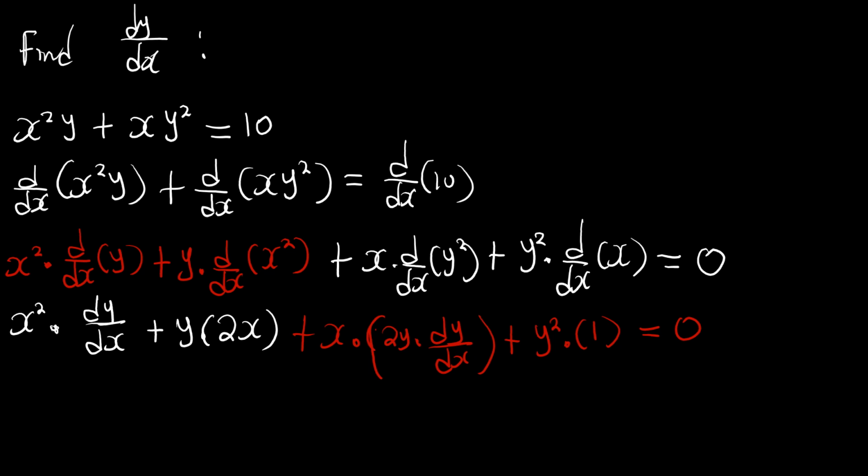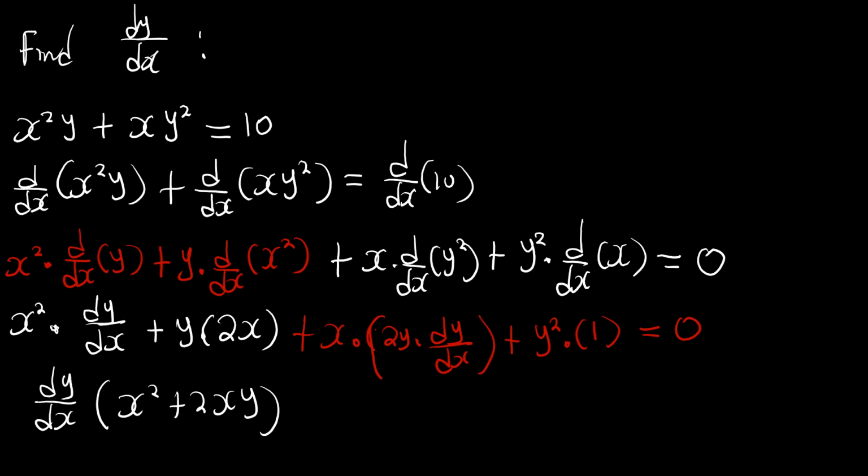So even here, we must make sure that at the end we have dy over dx. Let's make it the subject of the formula. So we must move everything that does not have dy over dx, just like this term and this term, to the right hand side. So let's just factorize with dy over dx. Dy over dx is going to give us x squared plus 2xy, because when you multiply x and 2y there, you are going to get 2xy.